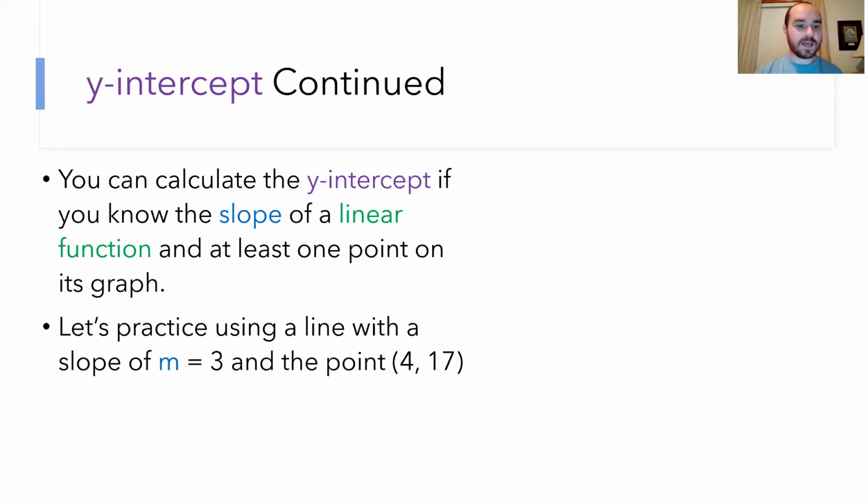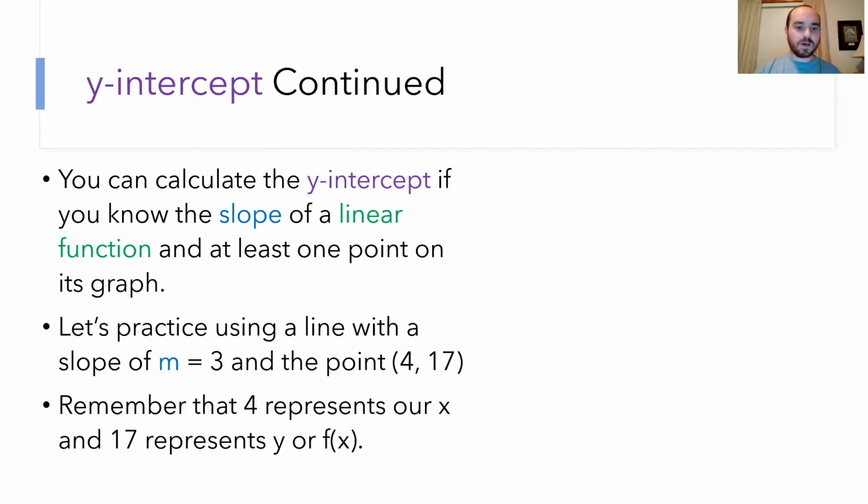Let's practice using a line with a slope of m equals 3 and the point 4, 17. And when you're doing this, remember that 4 represents our x and 17 represents our y or our f of x, whichever way you want to think about it. So in this case, we know that m equals 3. If we were to write out our function as we know it right now, we'd get y or f of x, either one, equals 3x plus b.